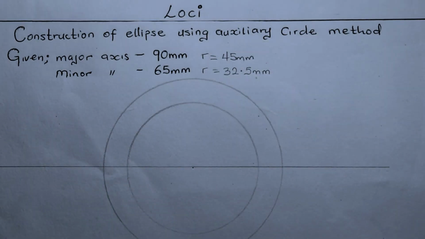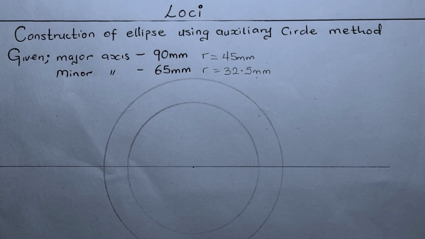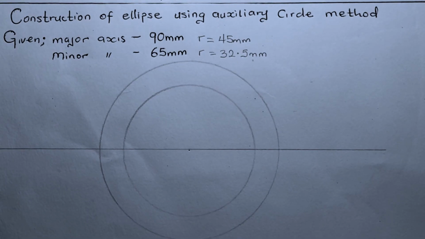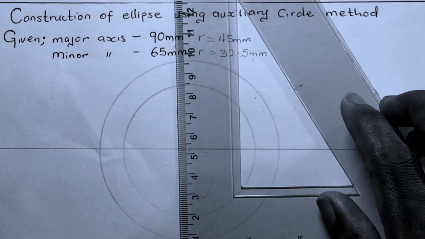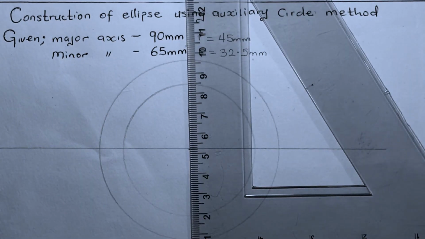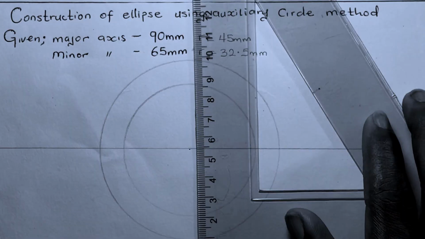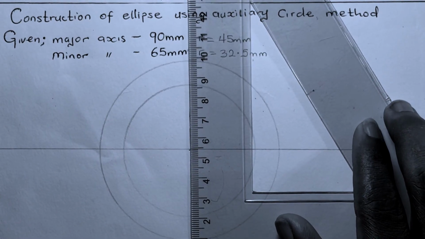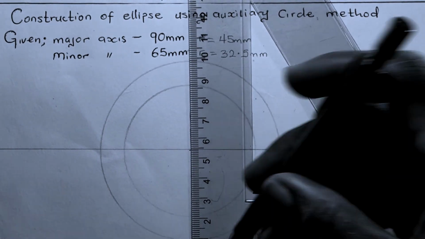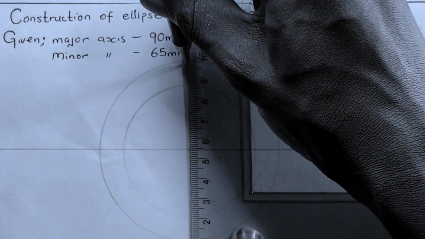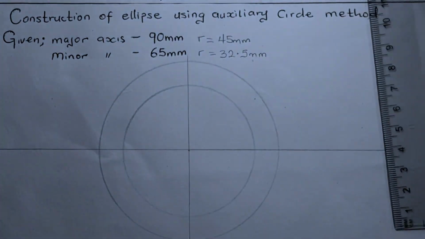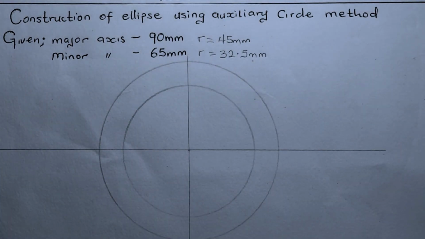So we have the major and the minor circles of our ellipse. The next thing to do is to draw the center lines for the circles. To do the center lines, we're going to make use of our T-square and our set square to draw them. So we have the center lines like that, and then we are to do something very important.